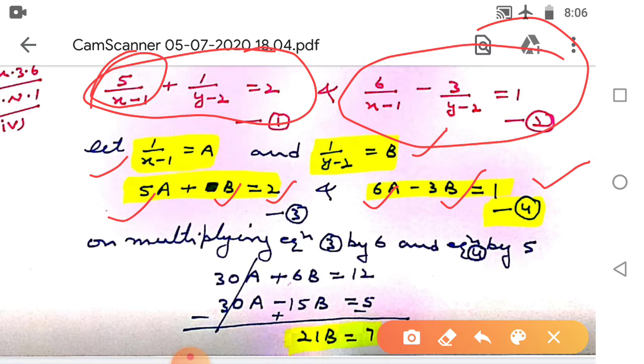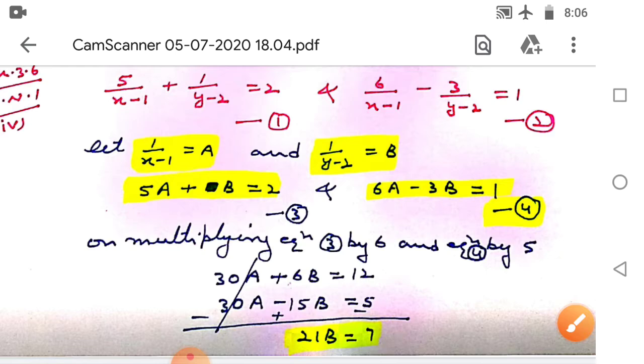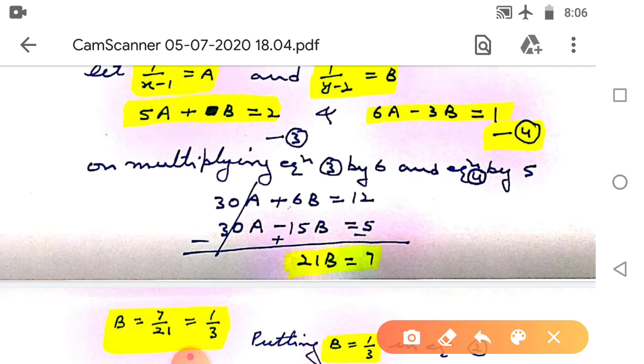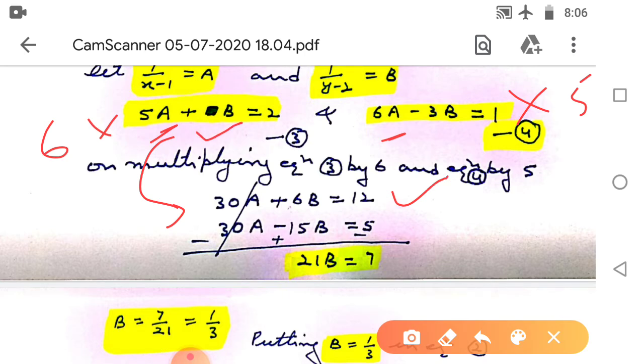Now on multiplying equation 3 by 6 and equation 4 by 5. Clear? Now we have to make the coefficient of a the same. Here 5a, here 6a. So this equation we need to multiply by 6, and this one we need to multiply by 5. So it becomes here 30a plus 6b is equal to 12. Fine. And this is 30a minus 15b is equal to 5 when you multiply this equation with 5.